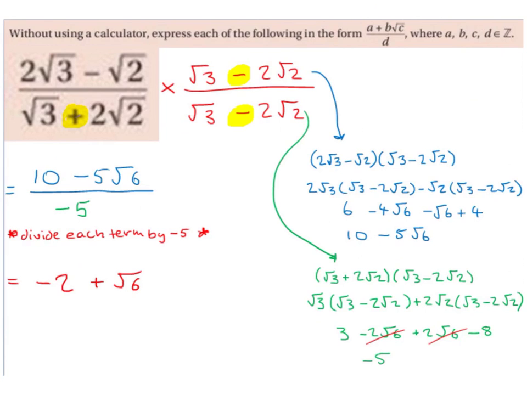Now we can further simplify by dividing each term by minus 5. So 10 divided by minus 5 is going to be minus 2. And minus 5 root 6 divided by minus 5 is technically going to be 1 root 6. Will just give us root 6. And minus 5 divided by minus 5 would be 1. So you could say it's minus 2 plus root 6 over 1. Or you could leave it as it is. Either will do.